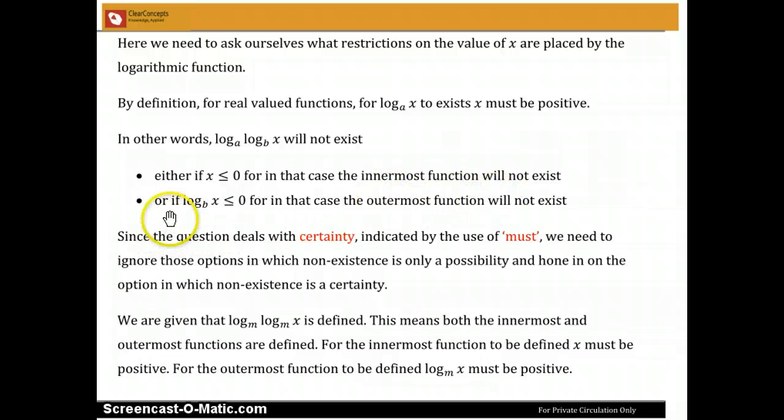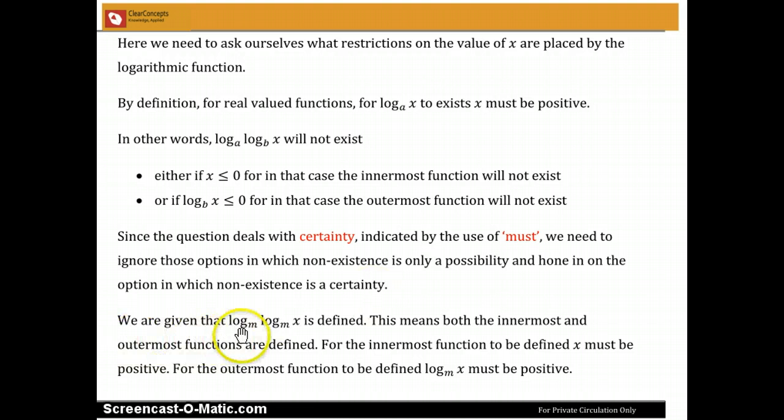Or the second case, if log x to the base b is less than or equal to 0, in which case log to the base a of log to the base b of x, the whole thing will not exist. That is, the outermost function will not exist. Now since the question deals with certainty, indicated by the use of must, we need to ignore those options in which non-existence is only a possibility and hone in on the option in which non-existence is a certainty.